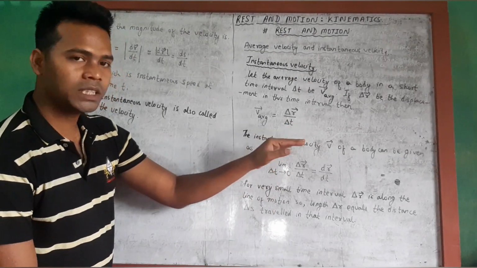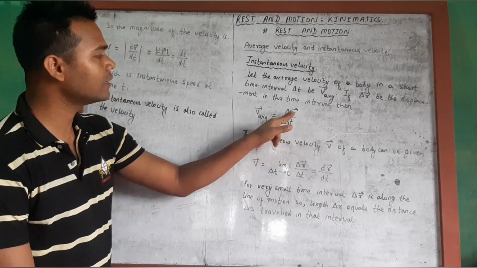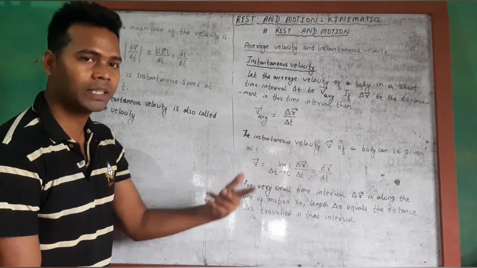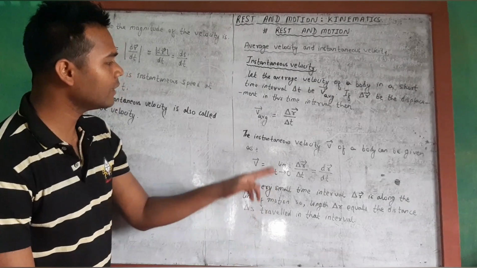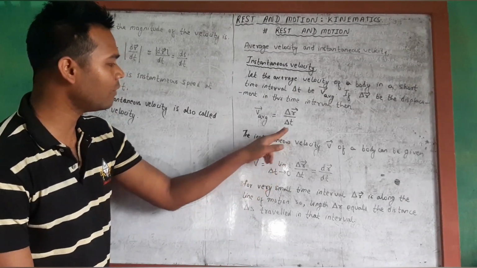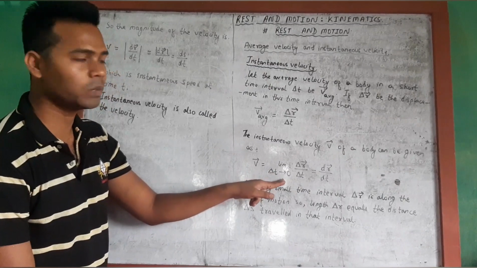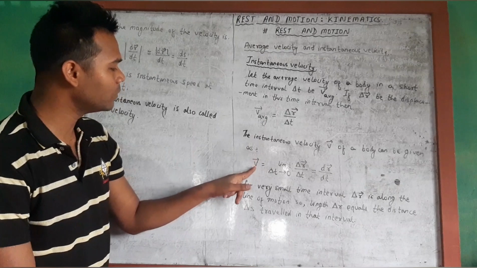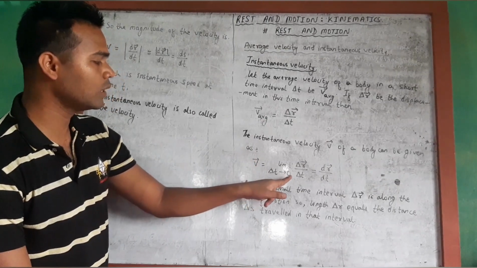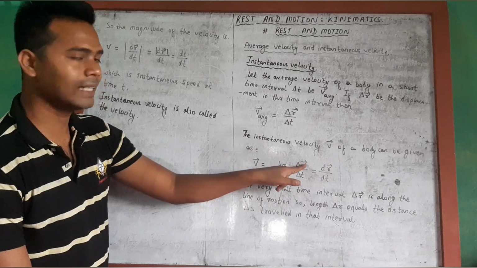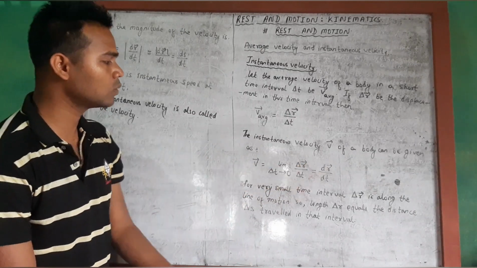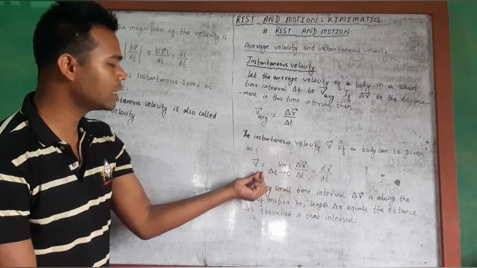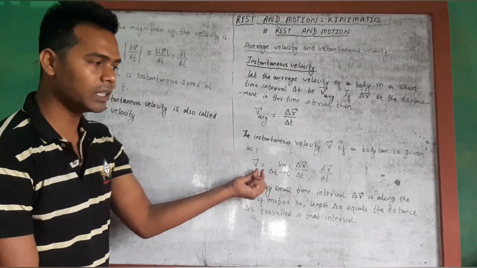Now, if del t approaches 0, then del r also approaches 0, but the ratio del r vector divided by del t has a certain limit or value, and that value is known as the instantaneous velocity of the body. That means the instantaneous velocity v vector of a body can be given as v vector is equal to the limit as del t tends to 0 of del r vector divided by del t, which is equal to dr vector divided by dt. This equation gives the instantaneous velocity of the body.